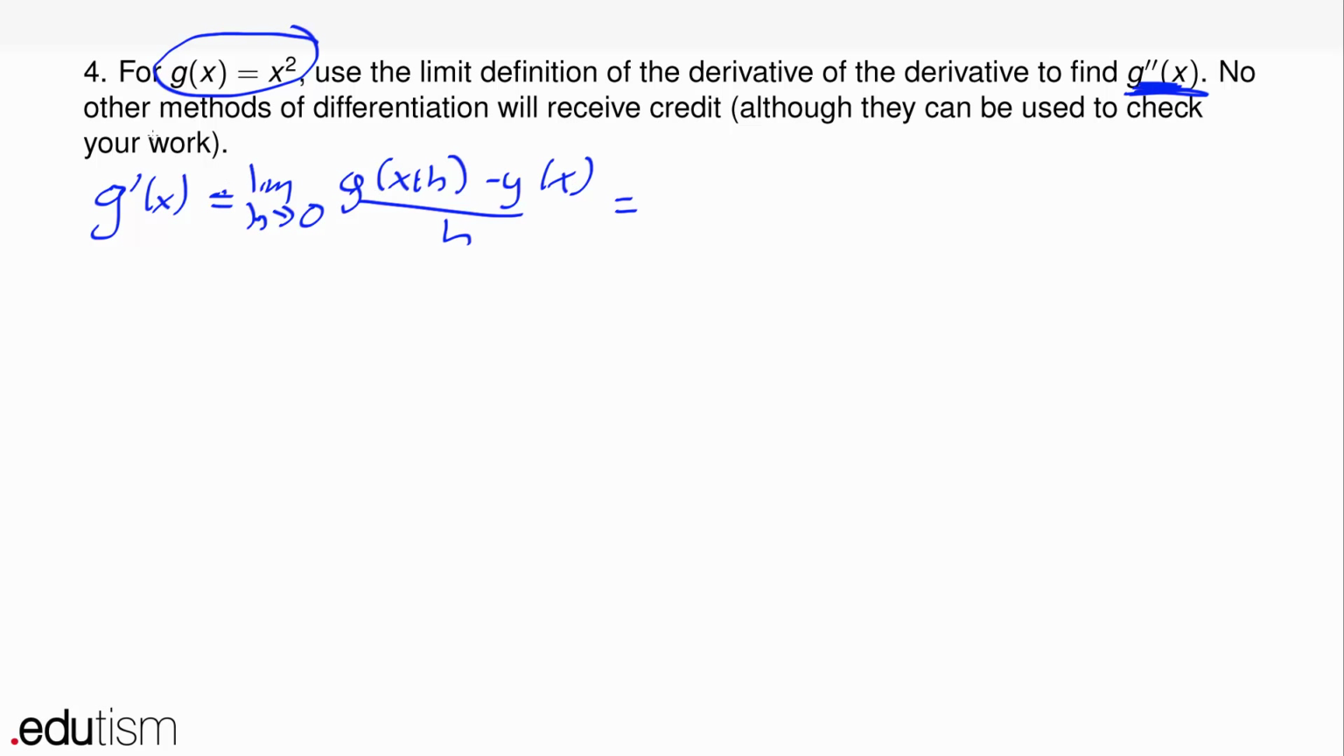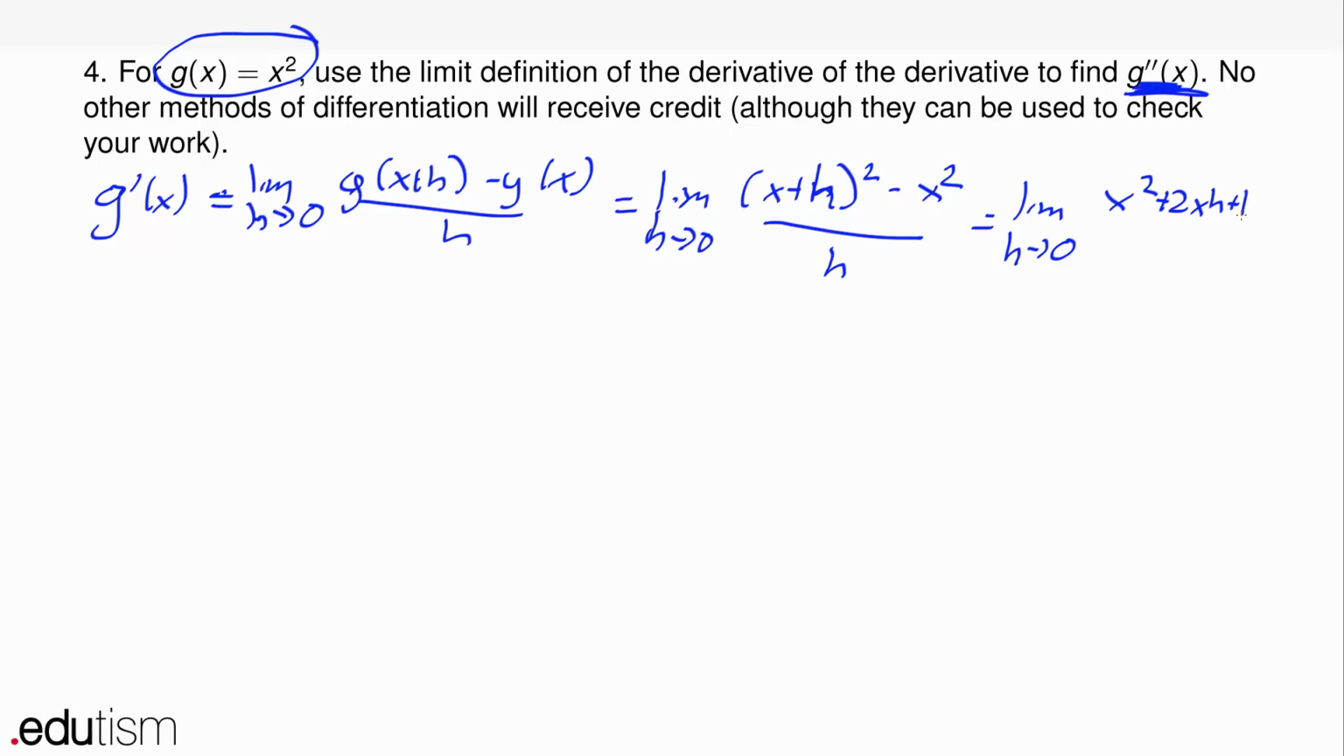So now I am going to plug in the formula for g of x. We'll get the limit as h goes to 0, x plus h squared minus x squared over h, which gives you the limit as h goes to 0, x squared plus 2xh plus h squared minus x squared over h. These x squareds are going to cancel, so we will get the limit as h goes to 0 of 2xh plus h squared over h.